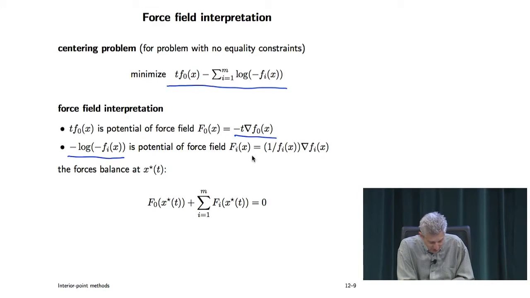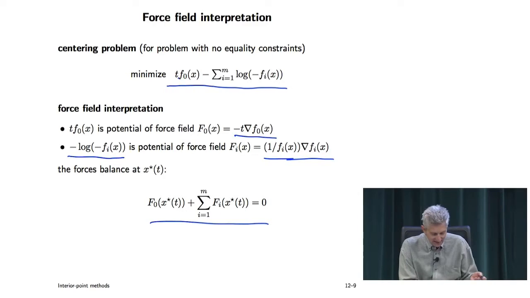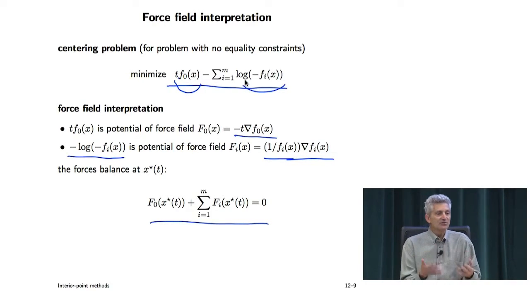That's actually the potential of this force field, which is 1 over f_i times gradient of f_i. And then the optimality condition for minimizing this says that all the forces balance, right? And I mean, it's dumb. It's saying like, look, let's minimize this potential plus these potentials, and each of these is a logarithmic potential associated with one constraint. Okay, so it's like a force field interpretation.